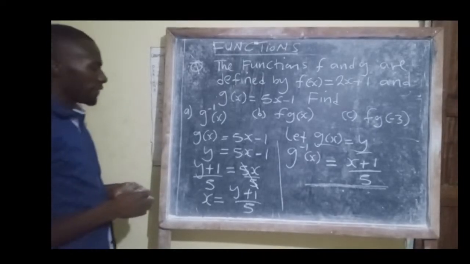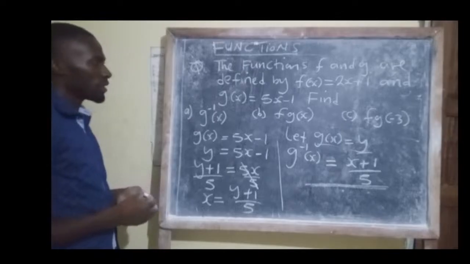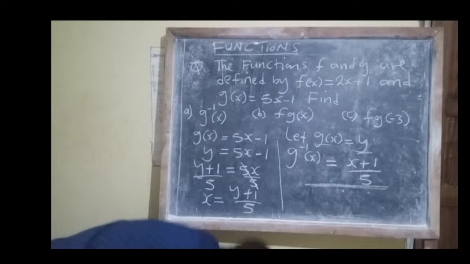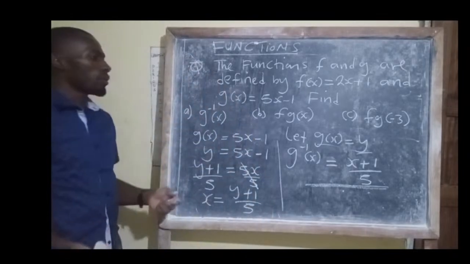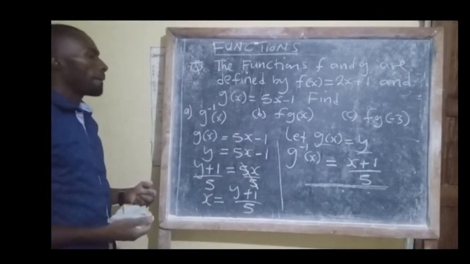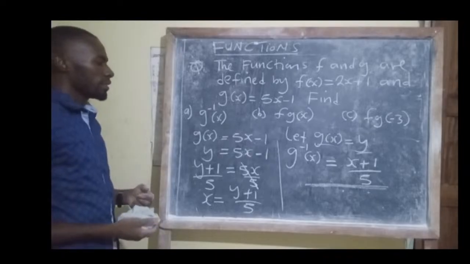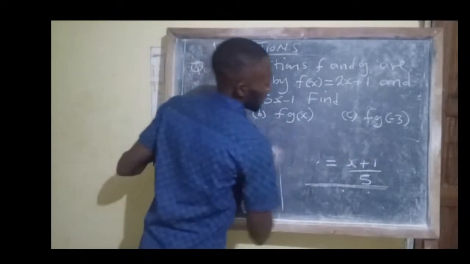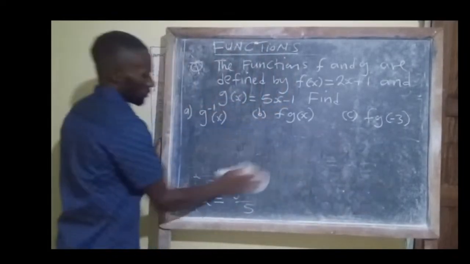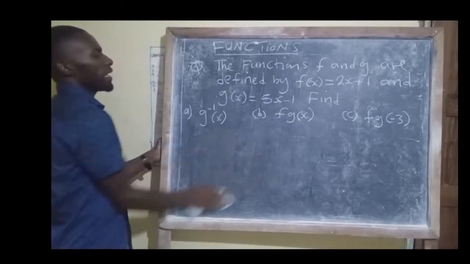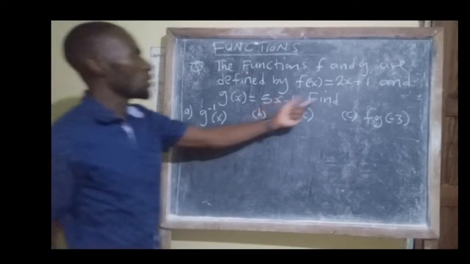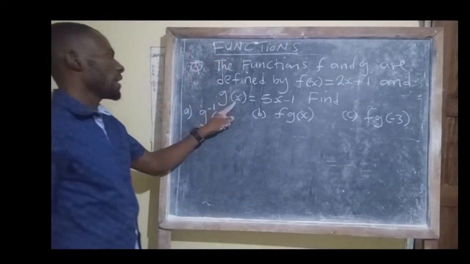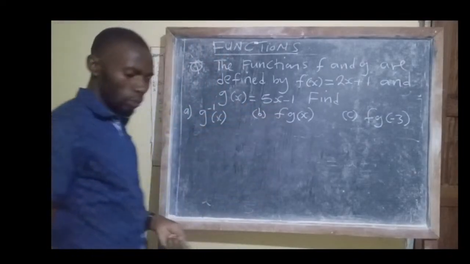After finding g inverse, we are now going to find f of g of x. This one contains two functions, one within a function. So what is the procedure here? We know that f of x is equal to 2x plus 1, and we know that g of x is equal to 5x minus 1.